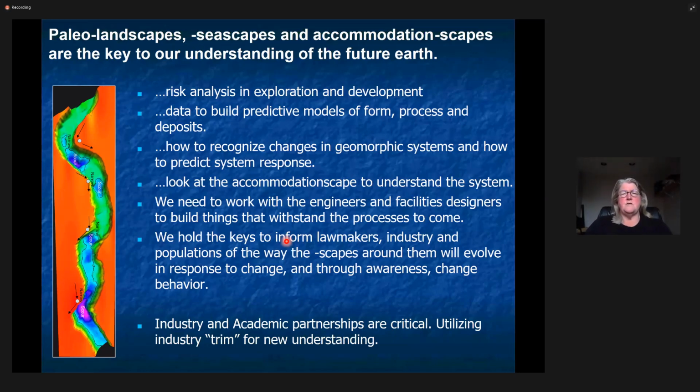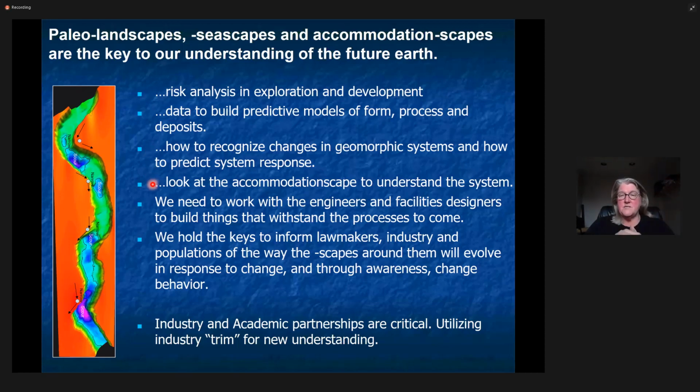Paleogeomorphology really is our key to understanding the future of the Earth. It can help initialize risk assessment and exploration and development. It provides the data to build predictive models of form and process and deposits. It shows us how to recognize changes in geomorphic systems and how to predict system response.